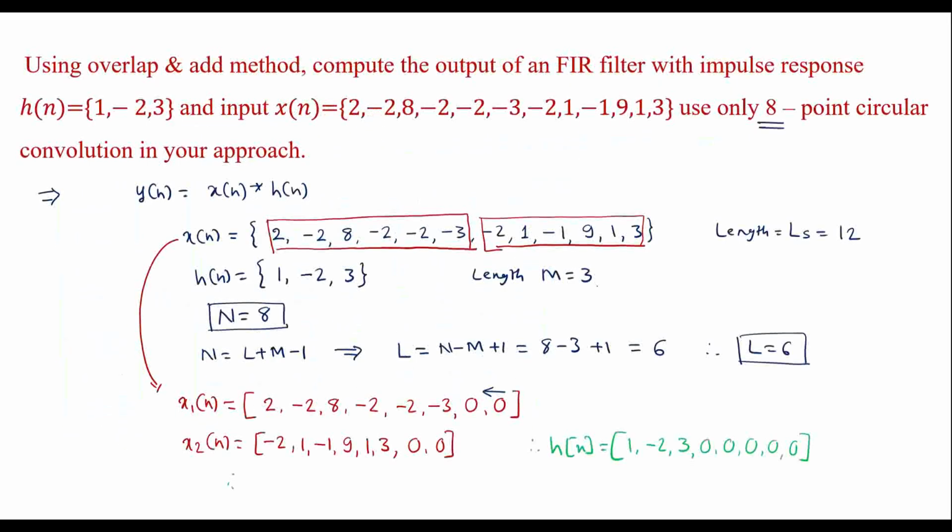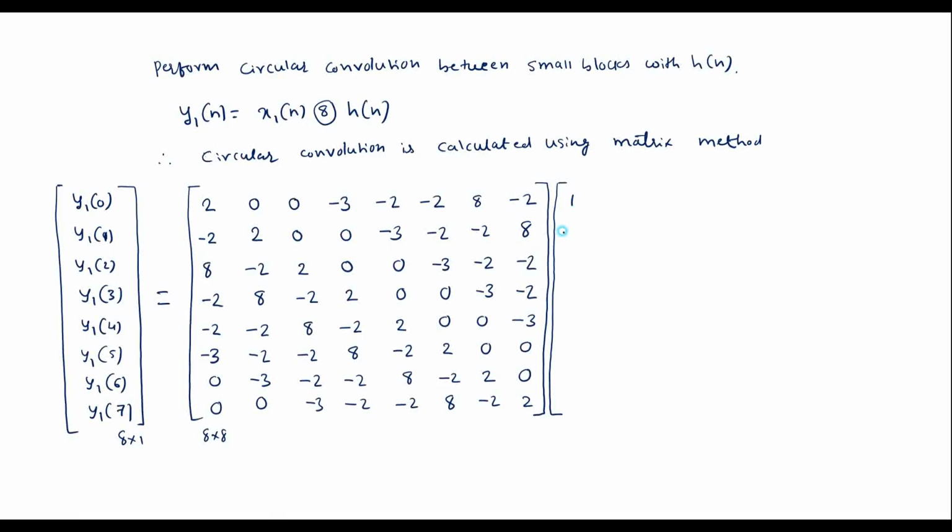vertically. So h of n is 1, minus 2, 3, remaining all are zeros. That is 1, minus 2, 3, 0, 0, 0, 0 and 0. Now perform the matrix multiplication between these two matrices. So size of this one is 8 cross 1.